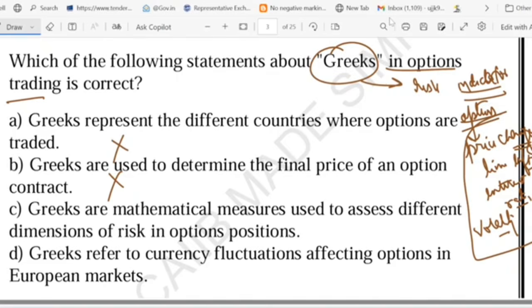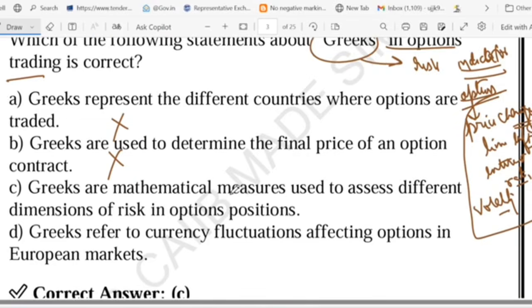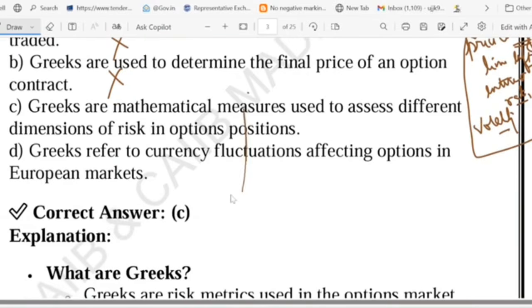Option C says they are mathematical measures used to assess the different dimensions of risk in option positioning. Yes, that is absolutely correct. Because the Greeks help the option trader manage the risk. In one word I will say, they help the option trader manage the risk.